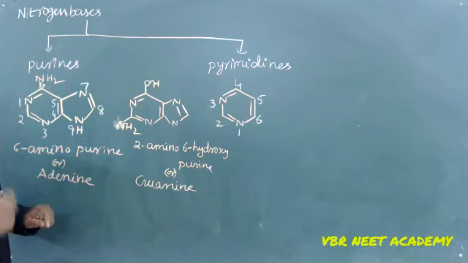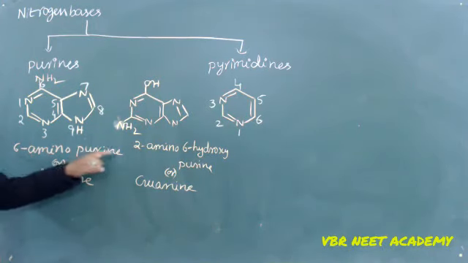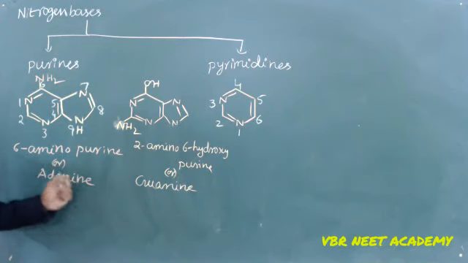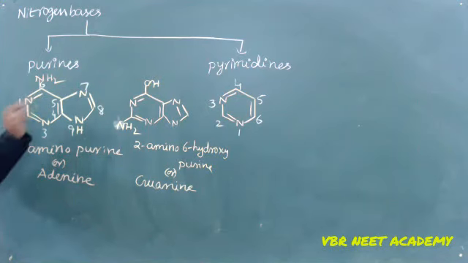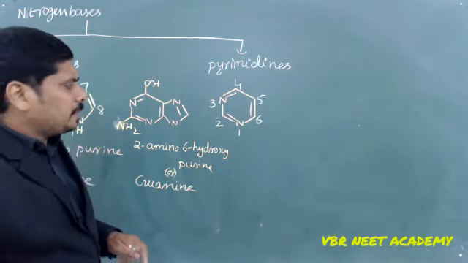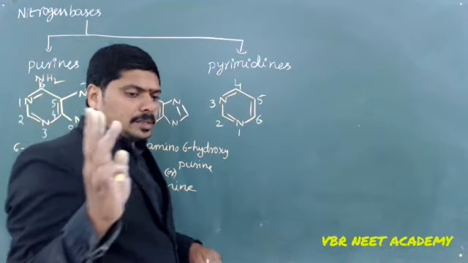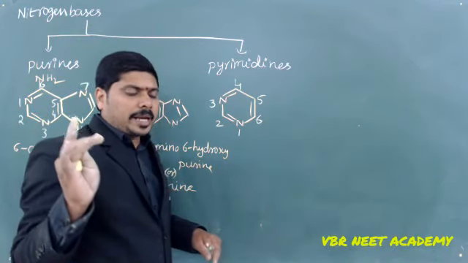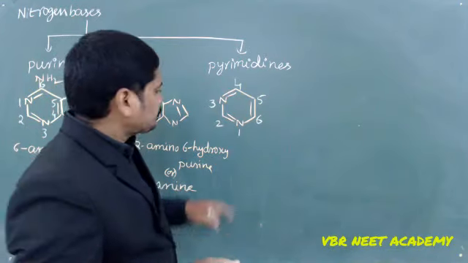Two purine bases are over. One is 6-amino purine and another one is 2-amino 6-hydroxy purine: adenine and guanine. We know these names already. So this is about purines. Now coming to the pyrimidines. We are going to have three pyrimidines: uracil, cytosine and thymine.